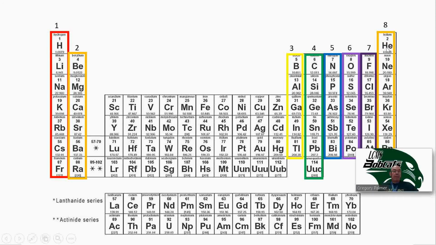The only element in family 8 that doesn't have 8 valence electrons is helium, which is on this first row where there's only 2 elements. That's why that first energy level is filled when it has 2.